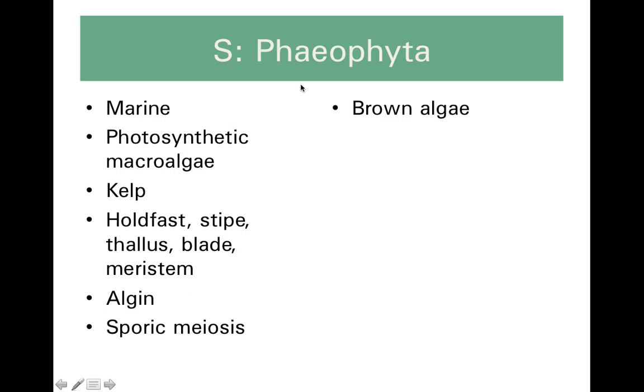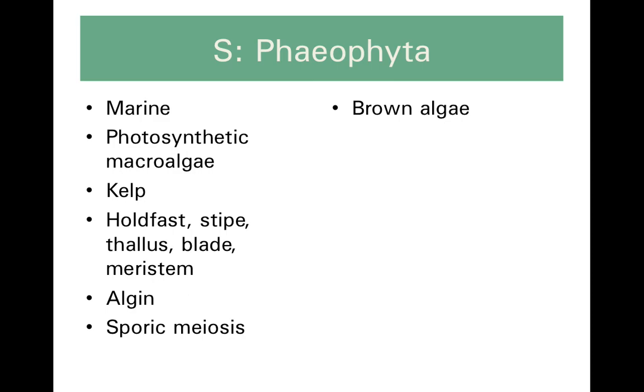The Phaeophyta are your brown algae, and here we can see this phyta ending again. That phyta ending suggests that something is plant-like. It comes from the Greek word for plant. Pheo, this prefix here, means brown. The Phaeophyta are marine algae. They're photosynthetic. Typically, they're large. They're actually multicellular. Many types of kelp are in the brown algae.